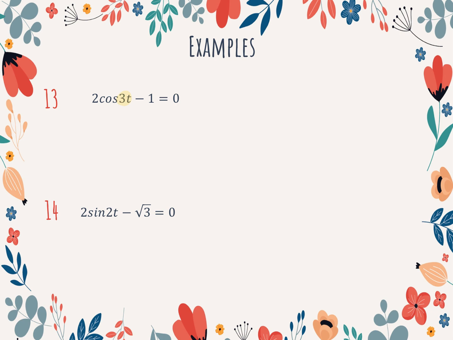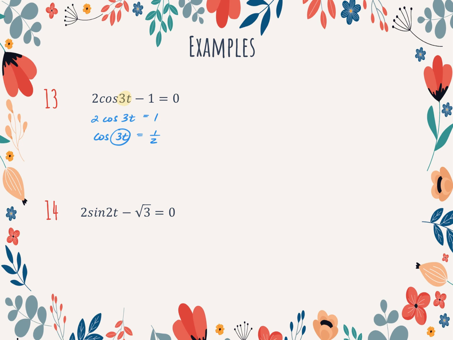The first thing you normally would do is say, okay, well, 2 cosine of 3t, and you would add 1 to the other side, and you'd say it equals 1. Because remember, you're trying to isolate your trig function. So now we're going to divide both sides by 2, and you're going to say the cosine of 3t equals 1 over 2. So the cosine of whatever 3t equals, whatever angle that is, has to equal a half.